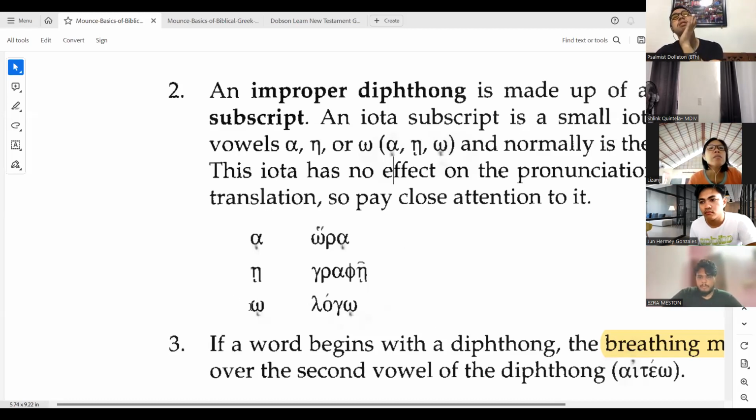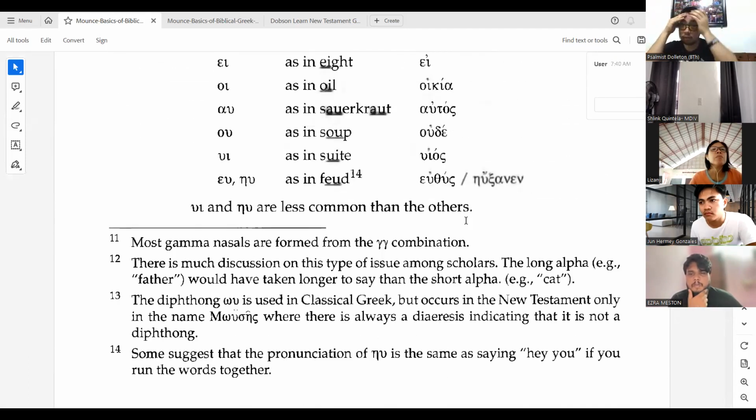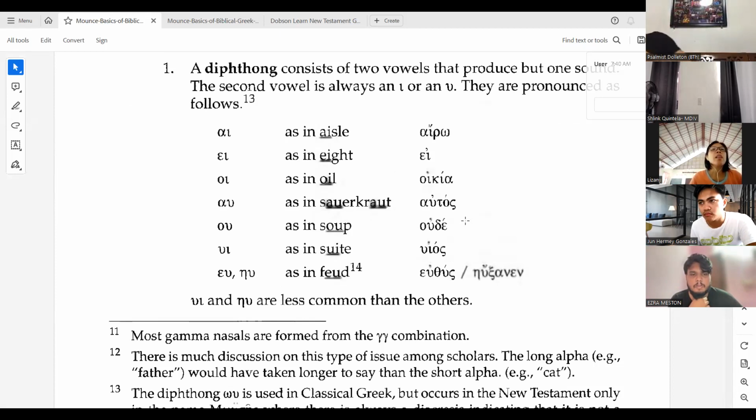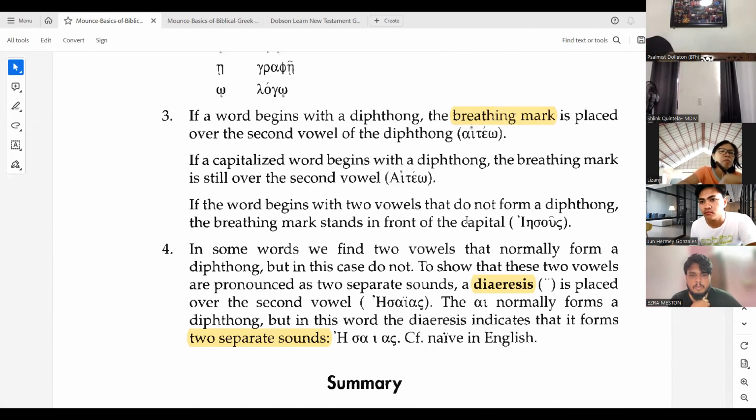And then the omega with the iota subscript is logo. And this is a dative form of the word logos, word. So logo has an omega with the iota subscript. And then, let me summarize. If a word begins with a diphthong, again, the diphthong is two vowels that are put together producing a singular sound, the breathing mark is placed over the second vowel. Like the example there, the breathing mark is on the second vowel.